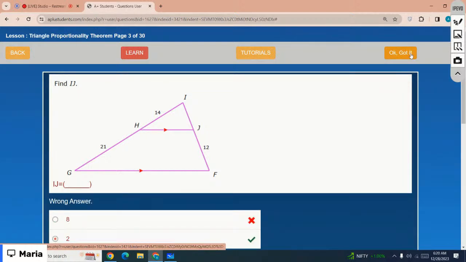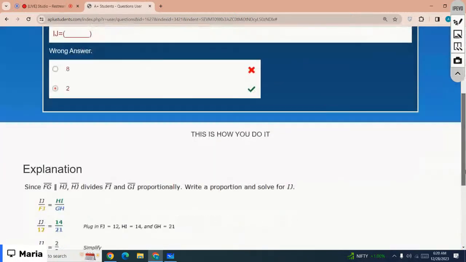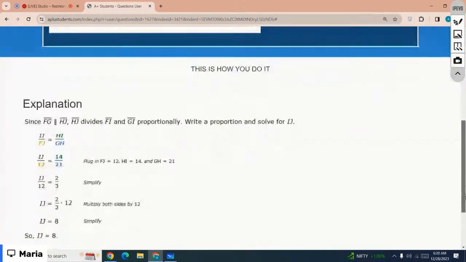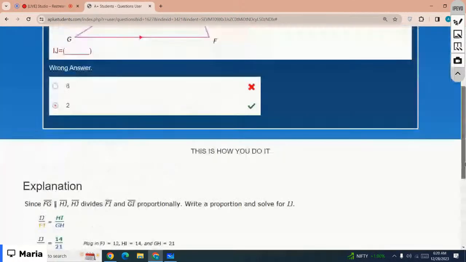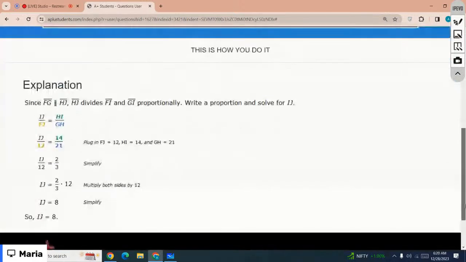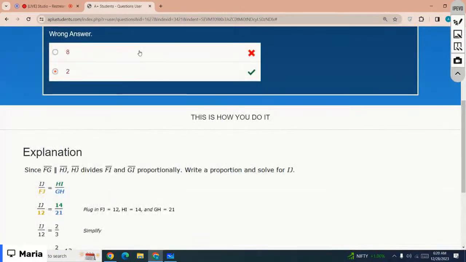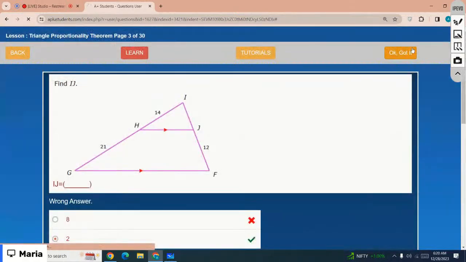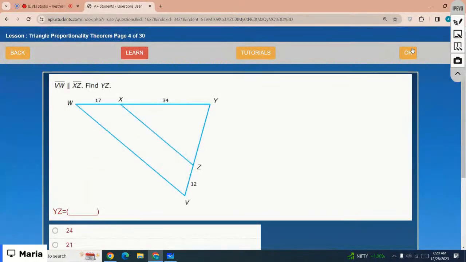How? Hold on. But 8 is the correct option. Okay, I think I selected the wrong option. The correct option is 8. Got it?